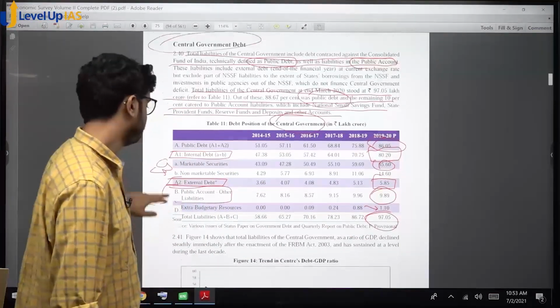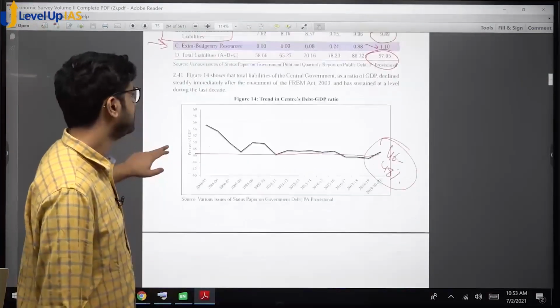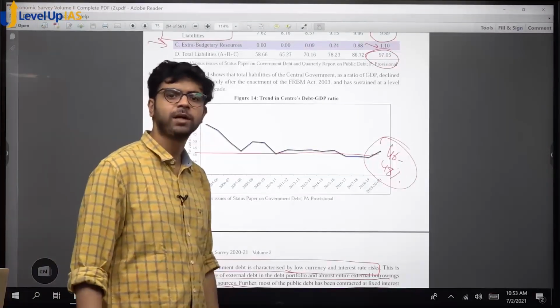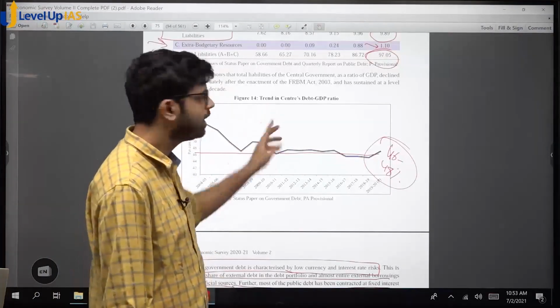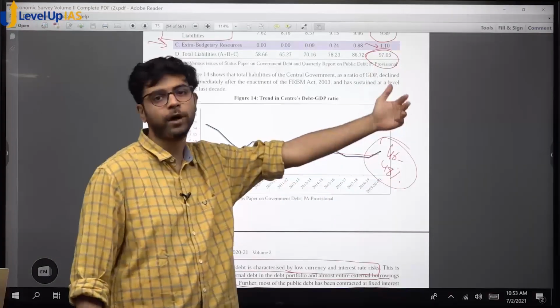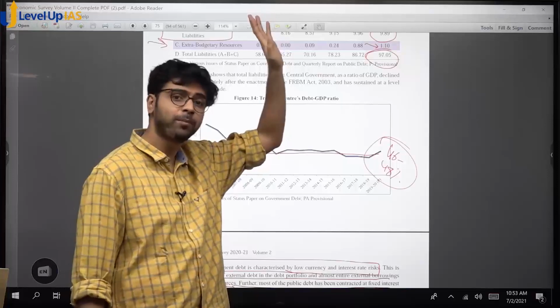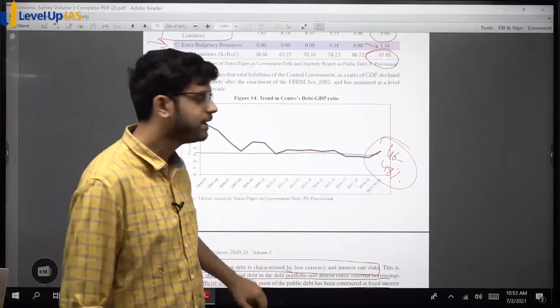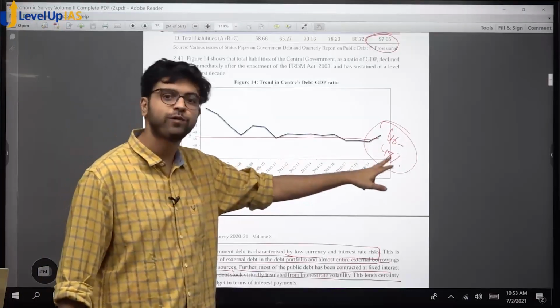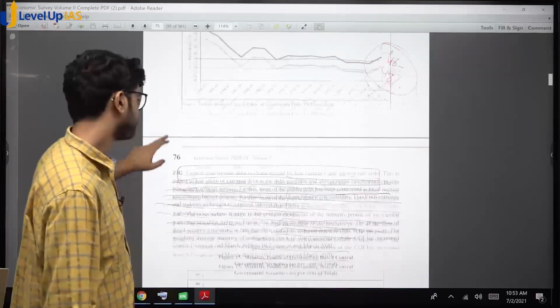Remember, okay? Then see this, the Centre's debt to GDP ratio. What was the NK Singh committee recommendation? 40% for the Centre, 60% total. So it is around 46 to 48%, which will go up now because of extra borrowing. Remember, 12 lakh crores it is going to borrow this year. So this will go up. This NK Singh committee had said to reduce it to 40%, right?